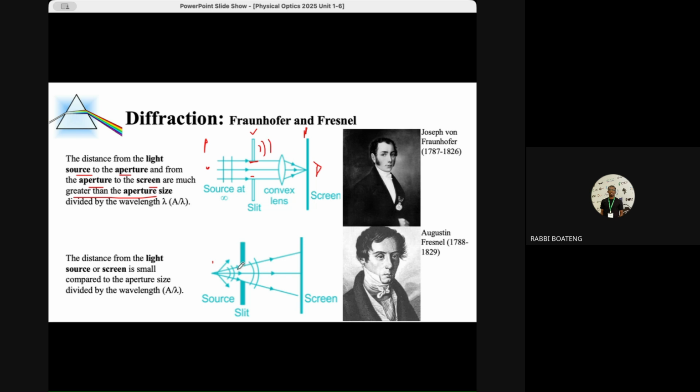But this time around, we expect that the distance from this end here and this end here, the light source and the aperture, and of course the screen and the aperture, should be much smaller compared to the size of the aperture divided by the wavelength. Is that okay? So that is the only difference. One is opposite to the other. We expect the distance between the two of them to be much greater. Yeah, and here we expect the distance between the two of them to be much closer. Exactly.